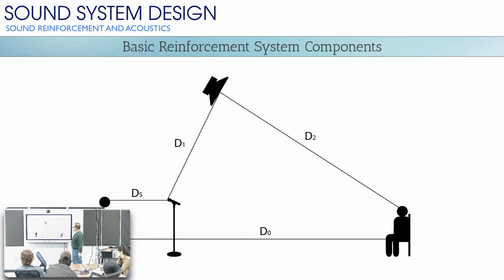So that's your basic reinforcement system. Four components of every sound system: loudspeaker, microphone, listener, talker. If there's no listener there, then why are you showing up to work? Right? If there's no talker, if there's nothing on stage happening, again, why are you showing up to work? Because there's nothing for everyone to hear, okay?